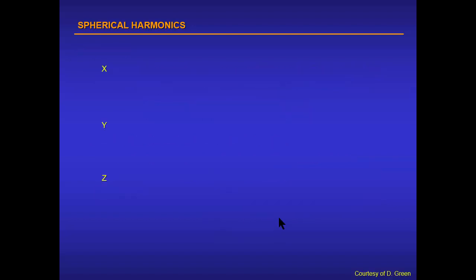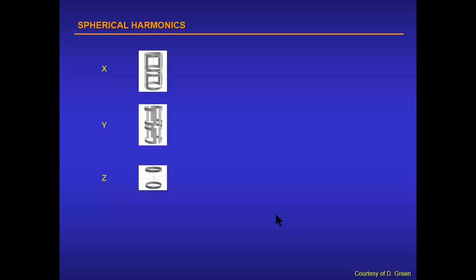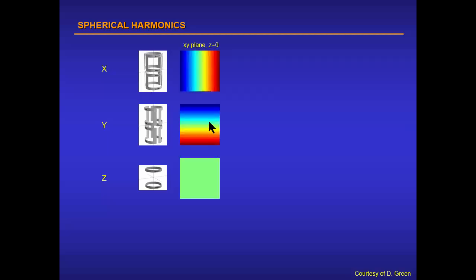Now, how do these fields look? Well, we're all familiar with first order spherical harmonics. They're just the linear X, Y, and Z terms. These are the coils that you use to generate them, so you just run a DC current through this. And this is then the field that it generates. So a nice linear X, a nice linear Y, and a linear Z, which goes into the plane. So you can see that in this particular plane.